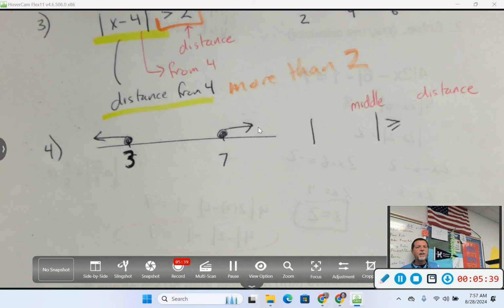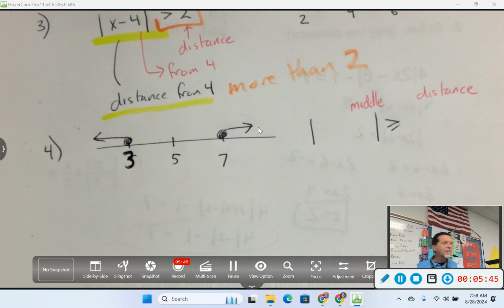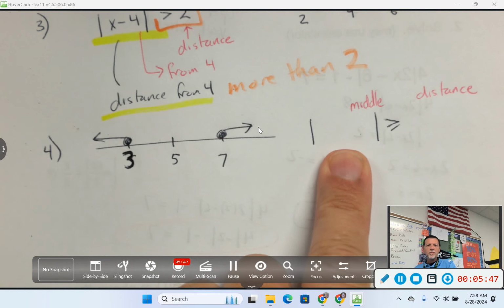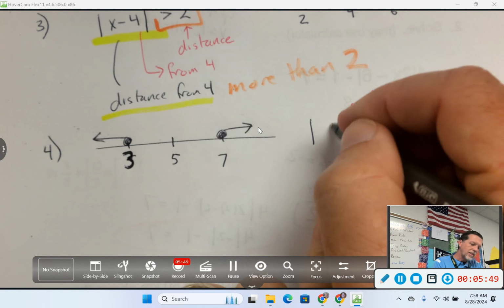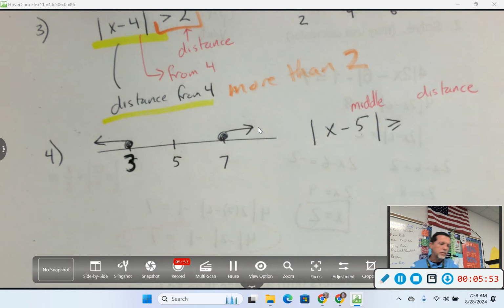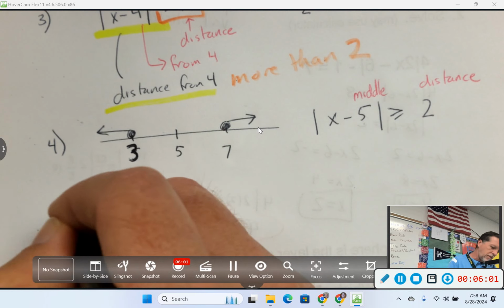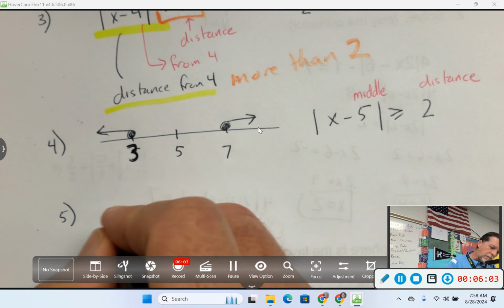So what's the middle value? Well, okay, so the middle value is 5. What goes in the x minus 5? And then what's the distance? 2. So there's some of those today. Let's do one more of those. In fact, I'll shut up and let you try this one.